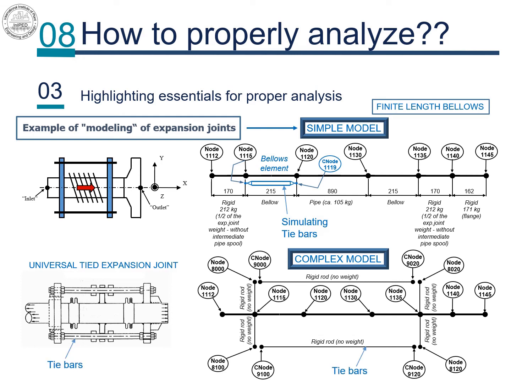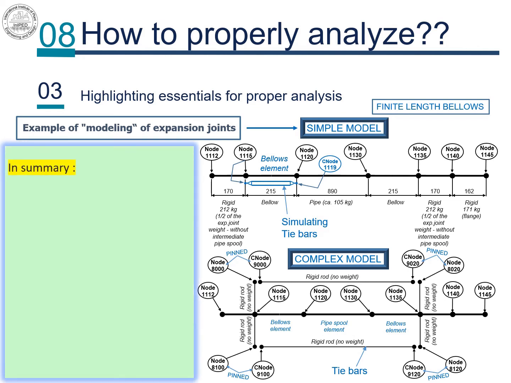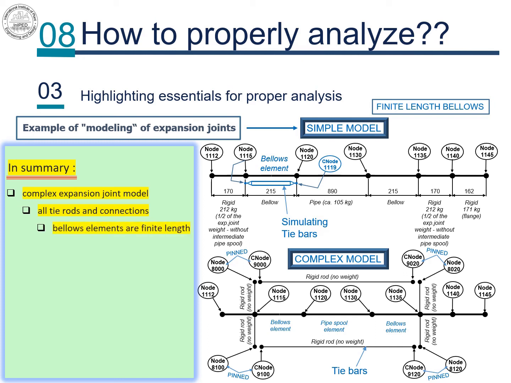In a complex model, tie bars are modeled to extend as weightless rigid elements at ambient temperature, and nodes and C nodes are tied together like pin joints, as they actually are in reality. Bellows element and pipe split element can then be at pipe operating temperature. In summary, the complex expansion joint model involves defining as accurately as possible all tie rods and connections between tie rods and end plates, while bellows elements are finite length.